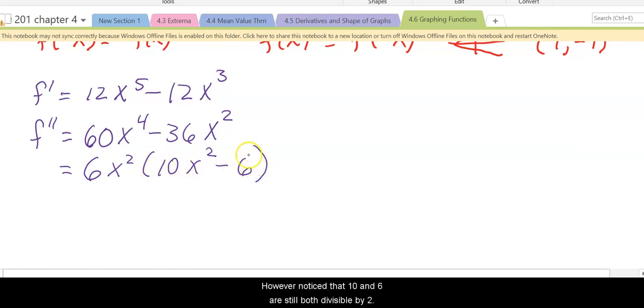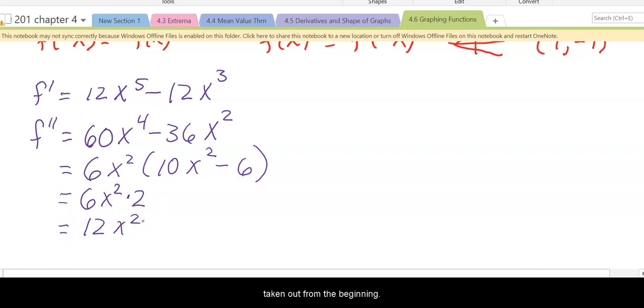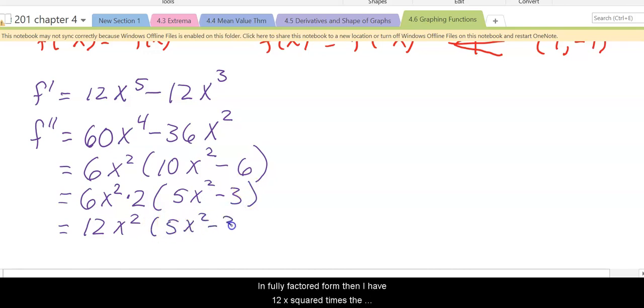However, notice that 10 and 6 are still both divisible by 2. That means I could have taken 12 out of the original, and I should have. I can still take it out here at this point. Just keep in mind that when you're factoring this out, all the factors on the outside are multiplied. Taking out the common factor of 2 just gives me the 2 on the outside, which will lead to the 12x squared I could have taken out from the beginning. Taking out the 2 leaves behind 5x squared minus 3. In fully factored form, then I have 12x squared times the binomial factor 5x squared minus 3.